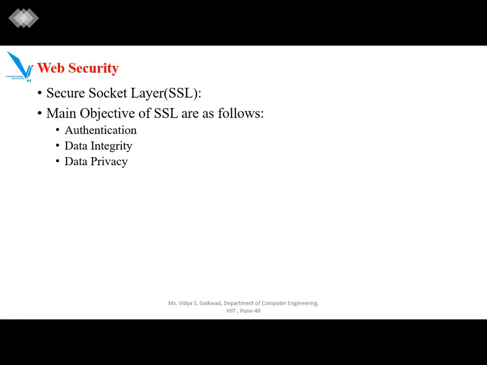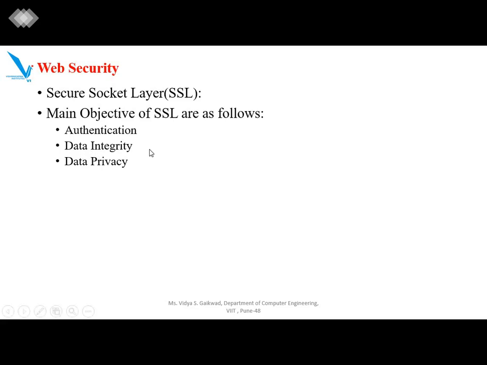Now let's see what are the main objectives of SSL. The very first objective is authentication, second is data integrity, and third one is data privacy. So what is authentication? The SSL protocol supports the authentication of the server as well as the client to each other. For authentication, SSL uses public key cryptography. Generally, a certificate is used for authentication and SSL also uses the same method.